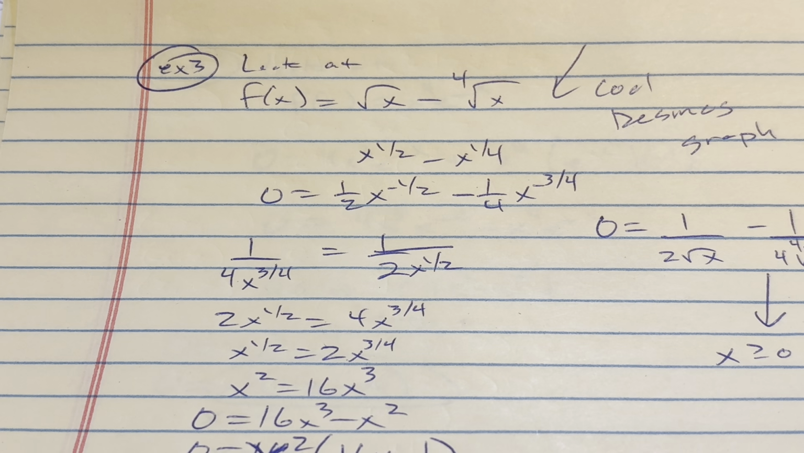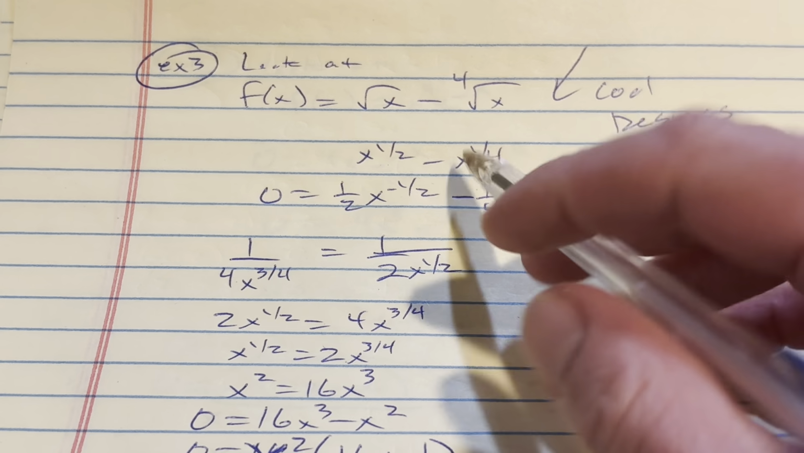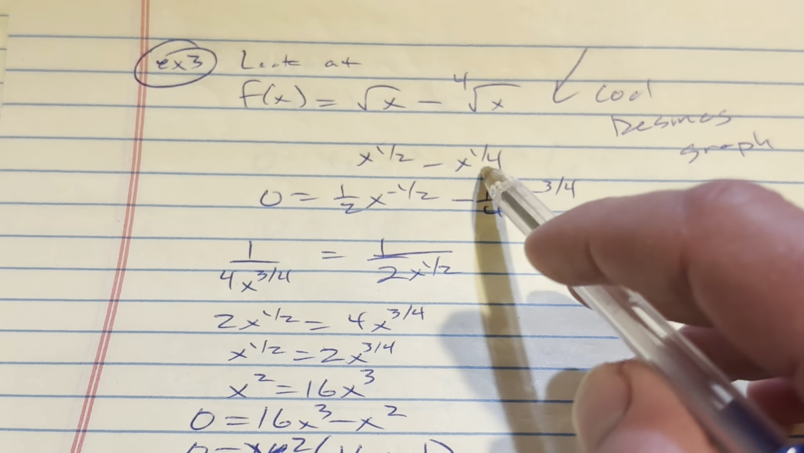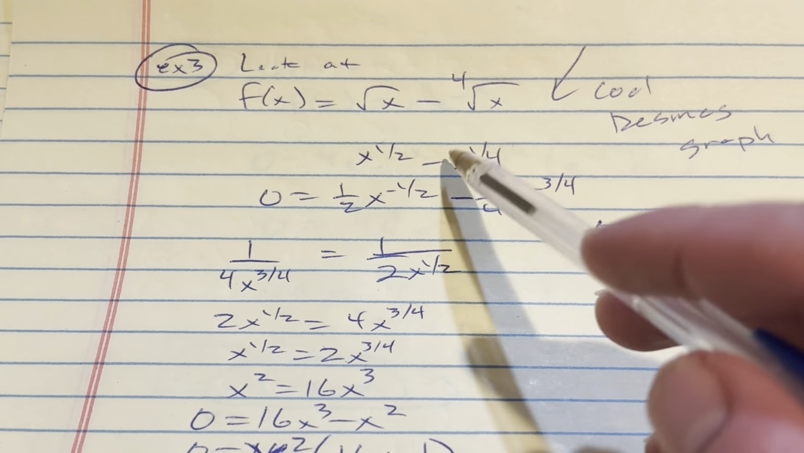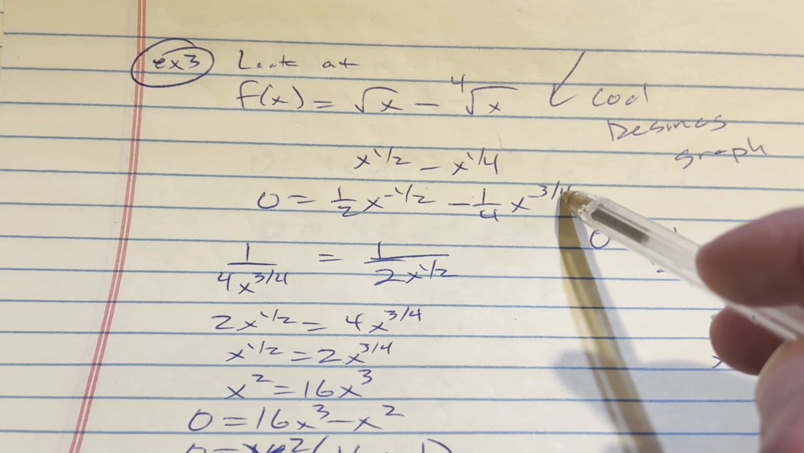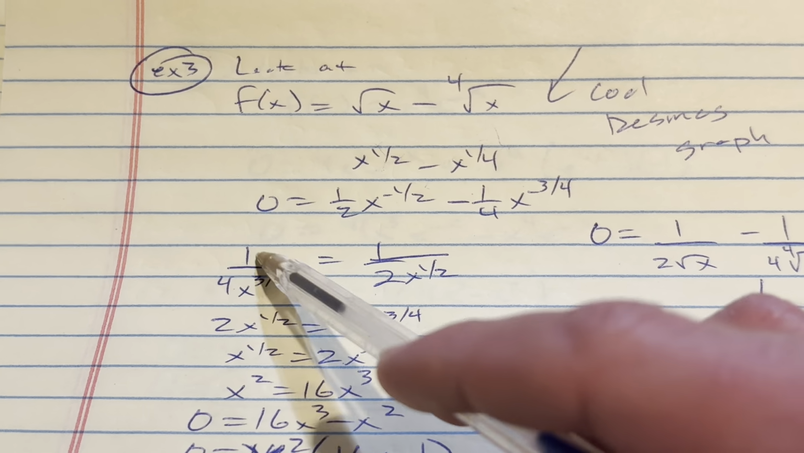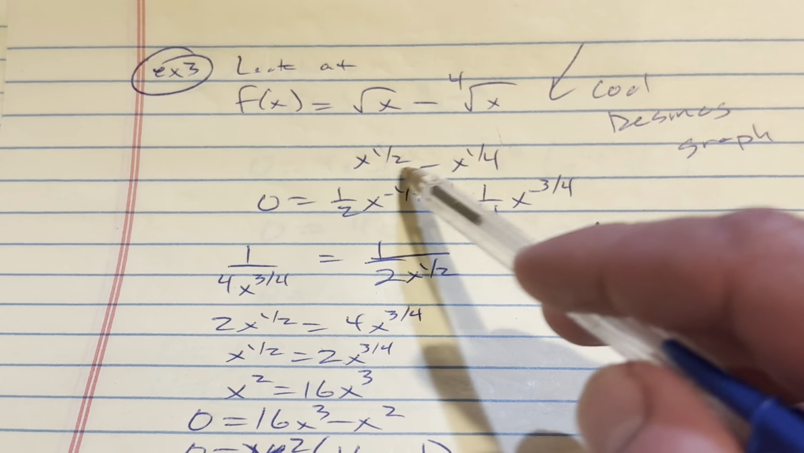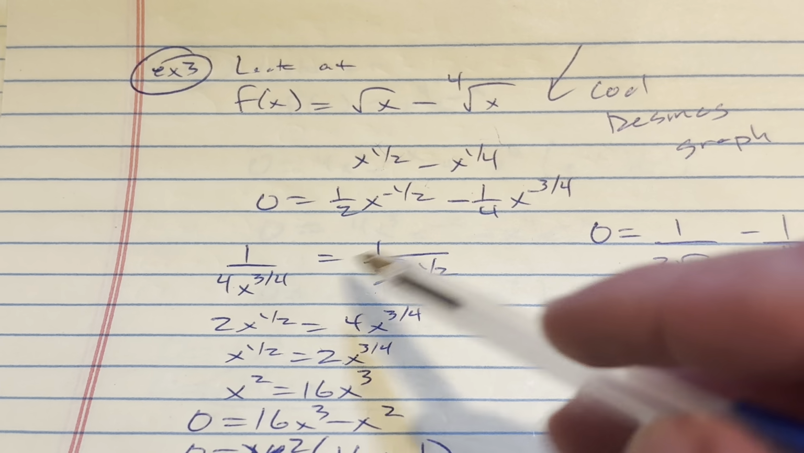So the square root of x minus the 4th root of x. You should go to Desmos and type in exactly what I have here: x to the 1/2 minus x to the 1/4. Okay, find the derivative: bring down the power, 1 power less, bring down the power, 1 power less. I added this over to the other side, and I just put those negative exponents down south.